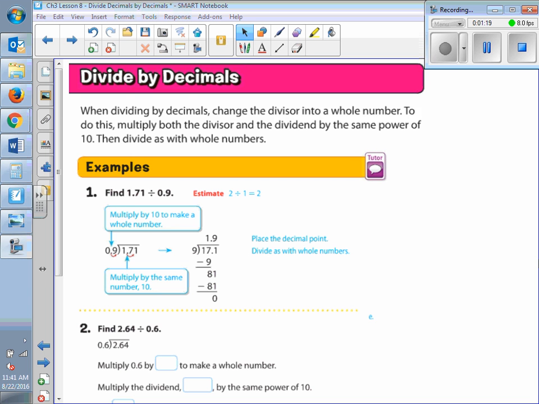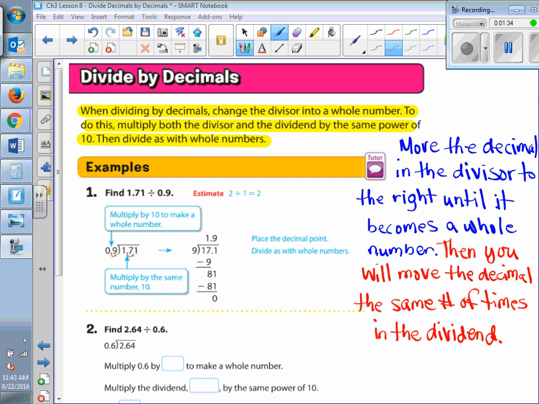And since you've moved the decimal in the divisor, you have to move the decimal in the dividend the same number of places. Okay? So you're going to move the decimal in the divisor to the right until it becomes a whole number. Then you will move the decimal the same number of times in the dividend. Okay? Now when you move the decimal to the right once, anybody know what that means?